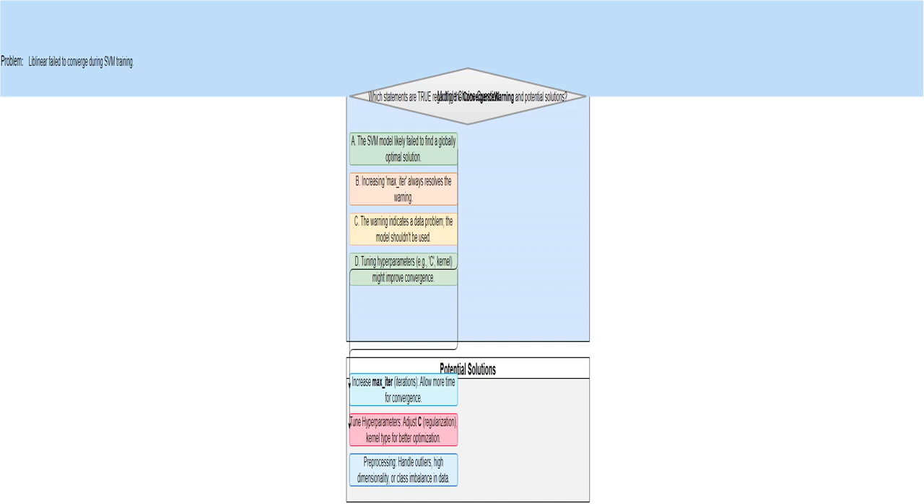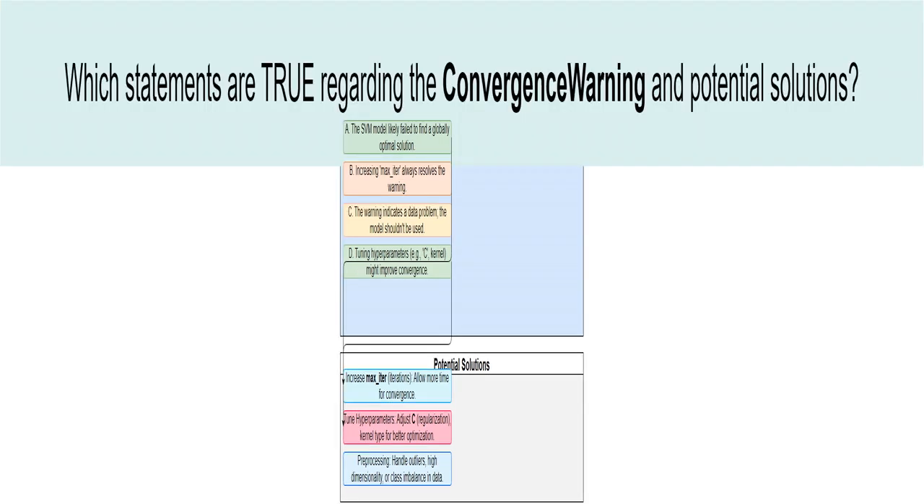It simply means the algorithm didn't have enough time or resources to complete its search for the best solution. The question presents 4 statements, and we must analyze each to determine which accurately describe the implications and potential solutions for the convergence warning. This is a critical analysis of the consequences of the warning as well as understanding how you can mitigate such problems in future.